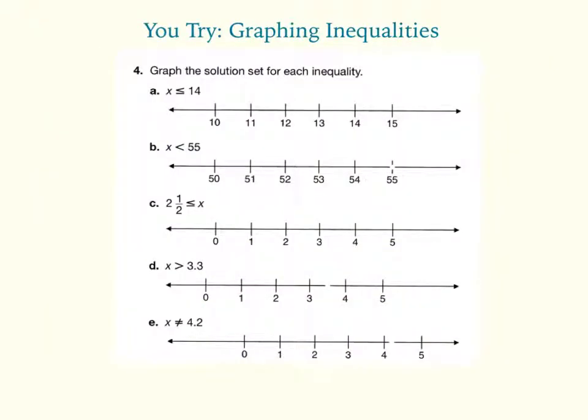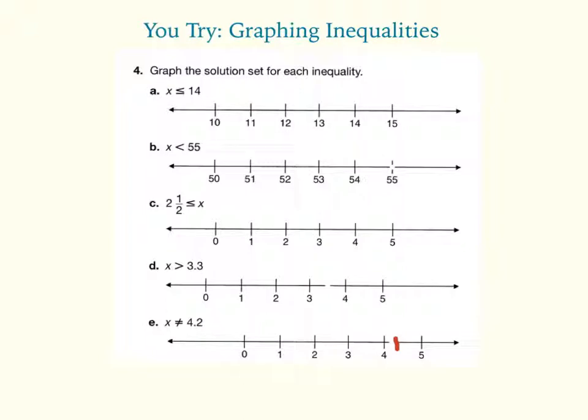I'm only going to do one with you on this page, and I'm going to leave the others for you to do in class and ask questions with your group. I would like to look at E, when it says x cannot equal 4.2. So 4.2 is going to be in the middle between 4 and 5. So we're going to say 4.2 is about right there.